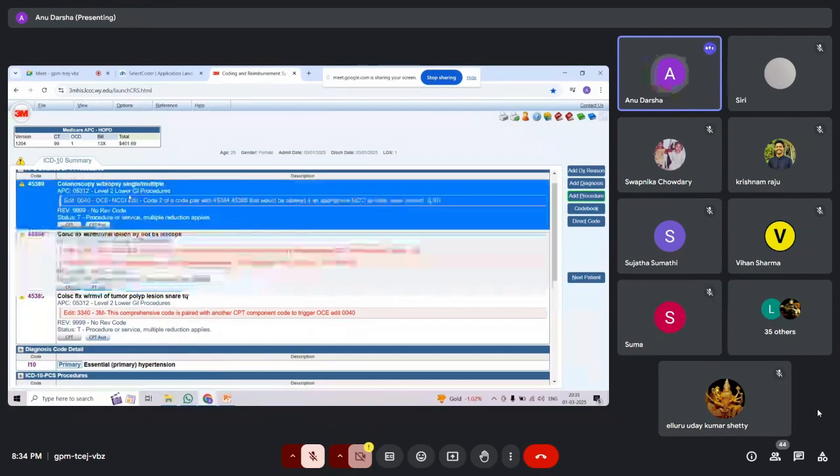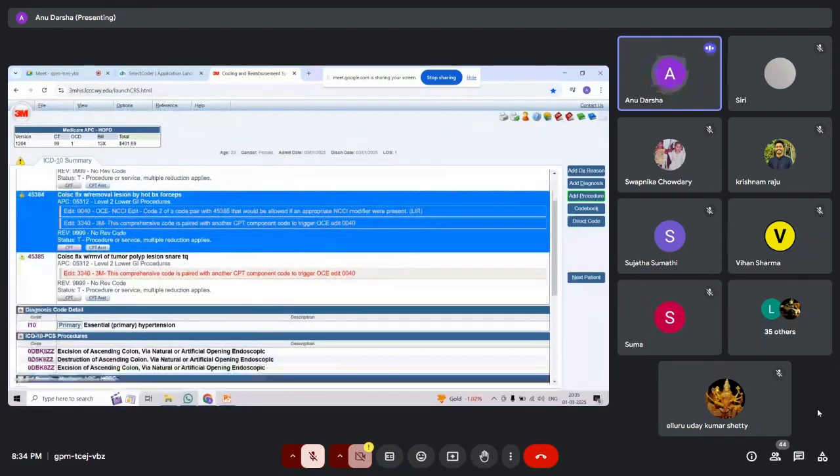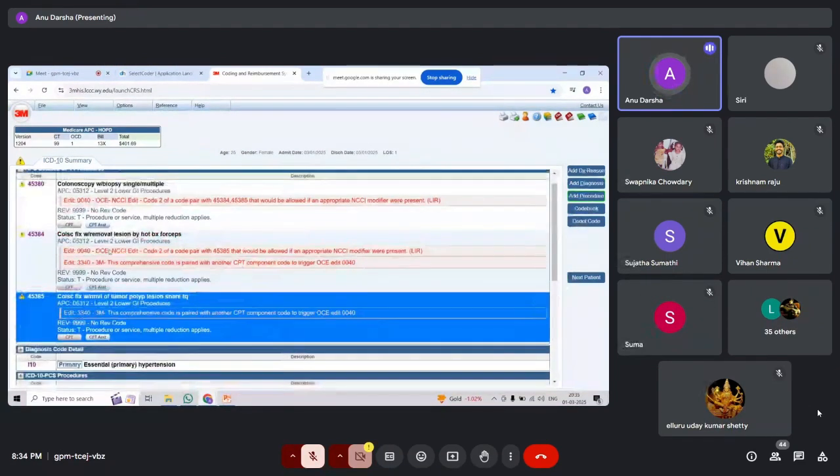And also if three polyps are there, or they have done biopsy for other site and they are doing polypectomy for these two polyp removals, then all those things you can report. And if you see there is an edit, okay, code 2 of a code pair with 45384, 45385, that would be allowed if an appropriate NCCI modifier were present. So it means they are stating that 45380 is a column 2 code for these two CPTs.